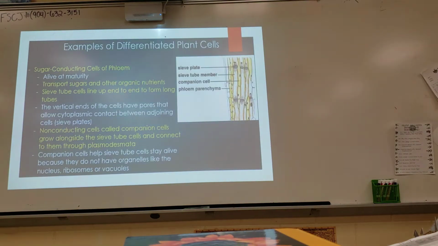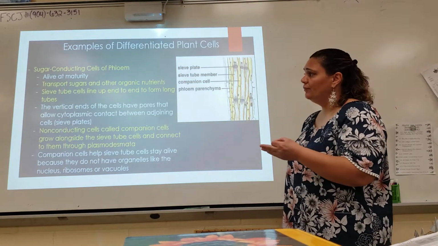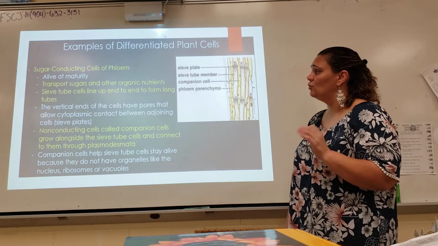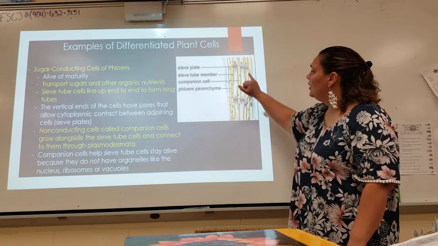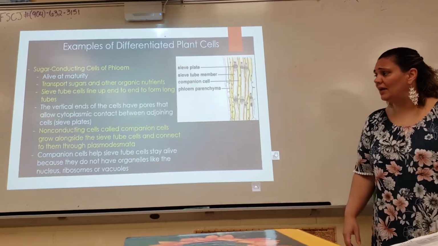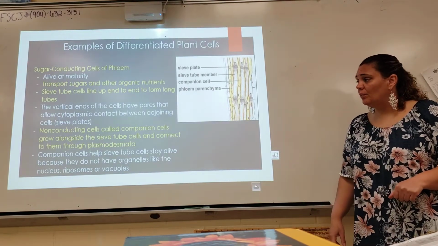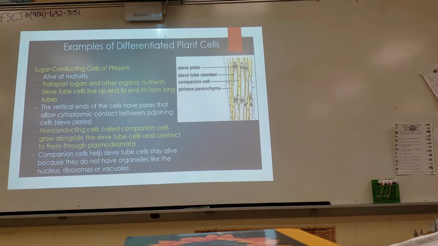Then you have the sieve tubes. The sieve, S, carries sugar, and that's what makes up the phloem. The sieve tube makes up the phloem, and it carries the sugar. They're going to line up end to end, forming these long, long, long tubes. You can get to see them right there. And the non-conducting cells, companion cells as well, will grow alongside them and connect them through the plasmodesmata. Almost done, guys. 5 more slides.